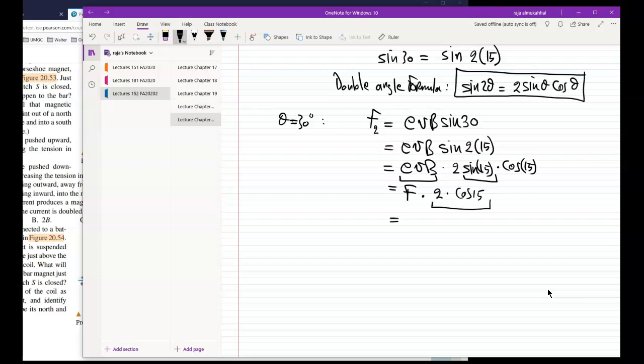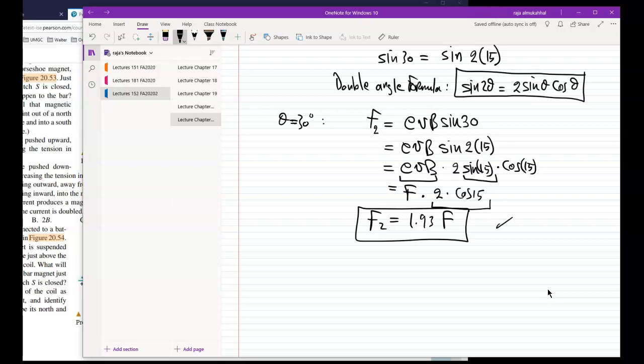Now I just need to calculate that with my calculator, and I bet you it's going to be 1.93. So let's do that. Cosine 15 is equal to 0.96, multiply that by 2, and that's equal to 1.93. So if I calculate that, it's going to be 1.93F. And there we go. See that? I think the first method is easier, but whichever method you feel comfortable with. There we go. Got it?